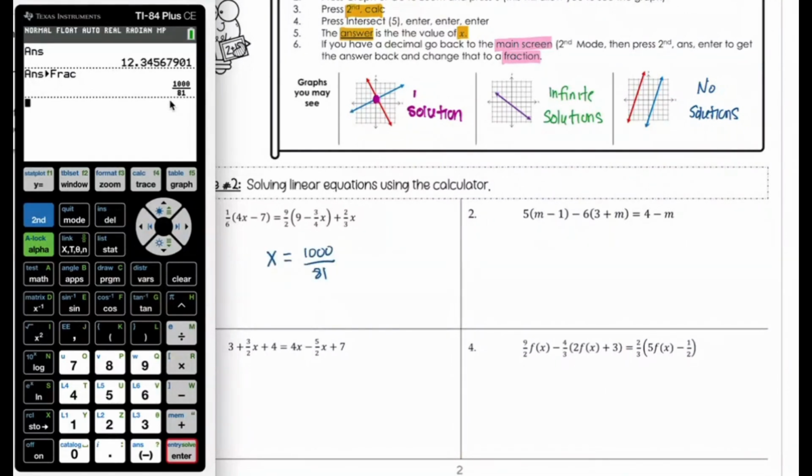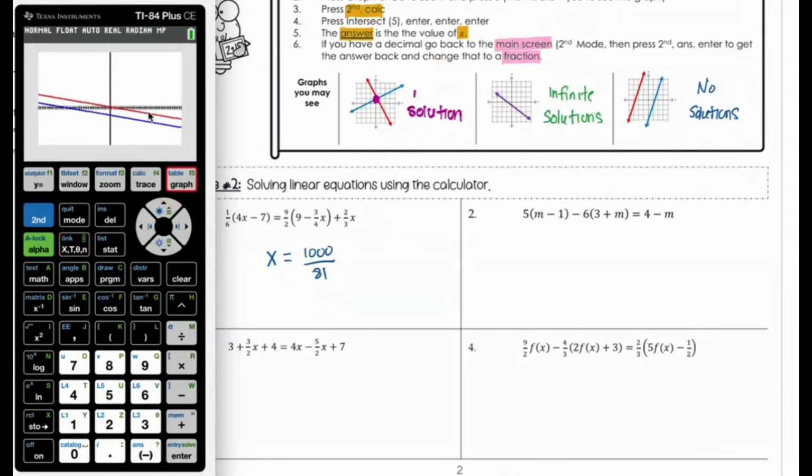All right, let's try number 2. So I'm going to go back to y equals. I'm going to clear everything just to start fresh. At y1, I am going to press 5, parenthesis. Instead of m, I'm just going to stick with x's as my unknown. Minus 6, parentheses, 3 plus m or x as I'm inputting. I'm going to go down to y2, input 4 minus the variable, and I'm going to press graph.